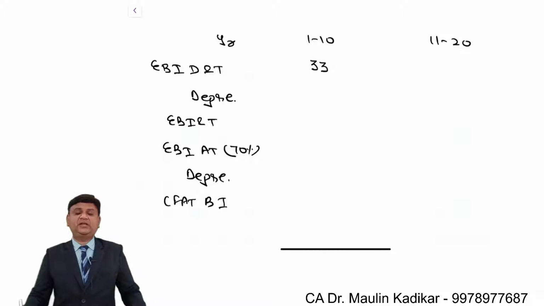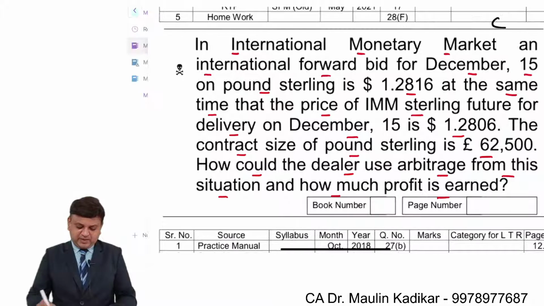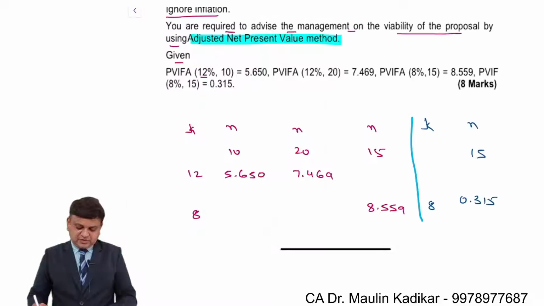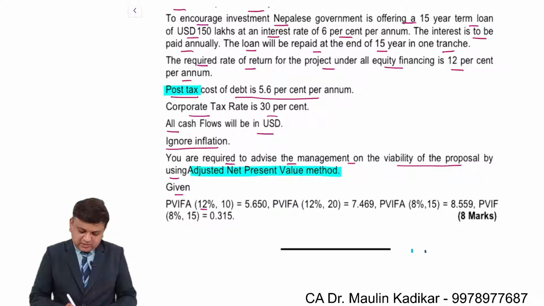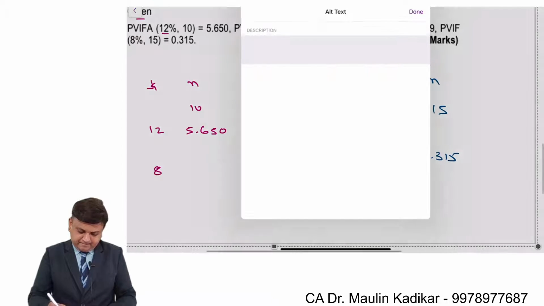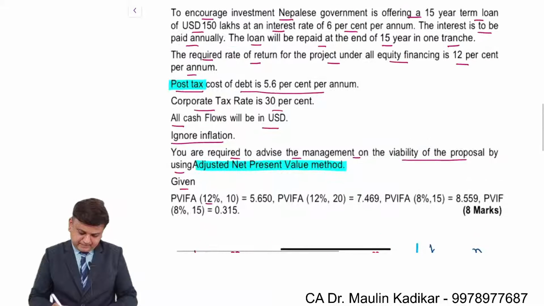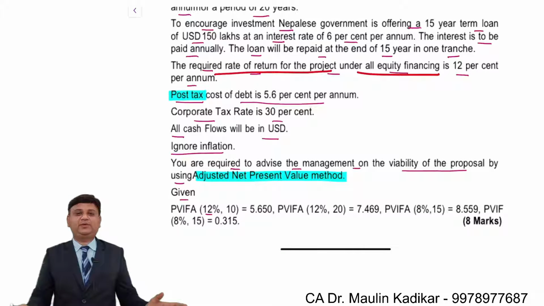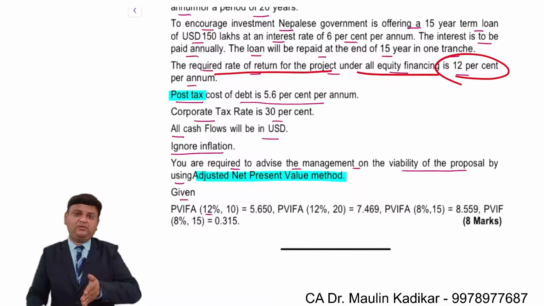And importantly friends, it will be discounted with the cost of unlevered equity. You can see that over here, the language of the question is provided to us in the example, in which they have used the word required rate of return for the project under all equity financing is 12%. So when there is 100% equity financing, then you require 12%.